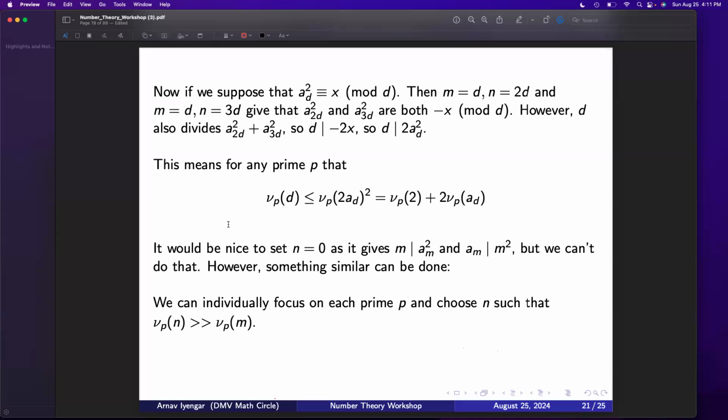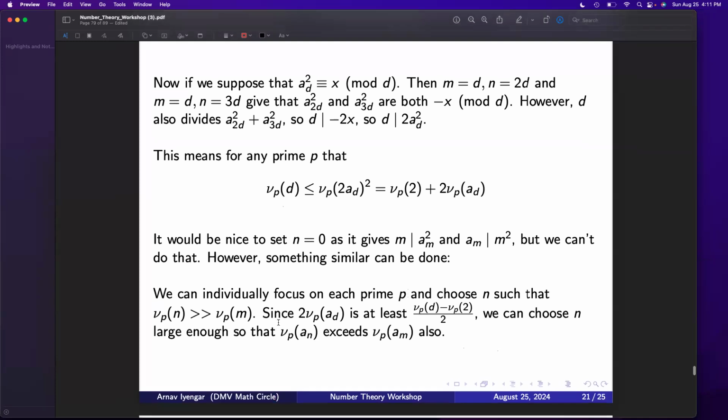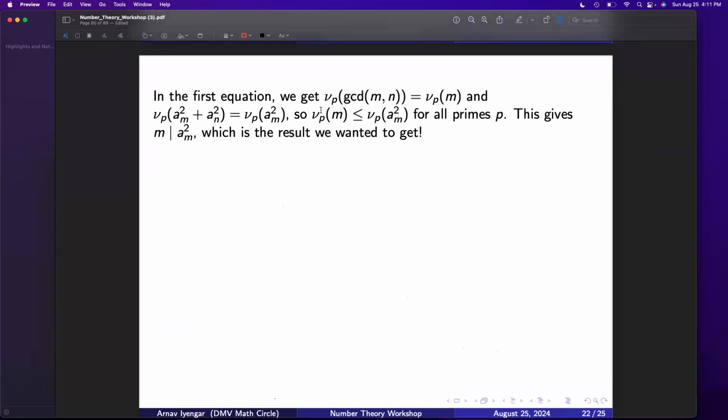And then since we can choose VP of n sufficiently large, where VP of an squared is greater than VP of am squared, we'll get VP of an exceeds VP of am. So we'll have VP of m, since GCD of m and n divides the sum of the squares of am and an, VP of m has to be less than or equal to VP of am squared. And this is true for all primes p. So m has to divide am squared.